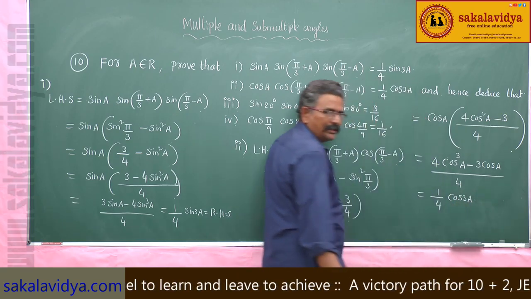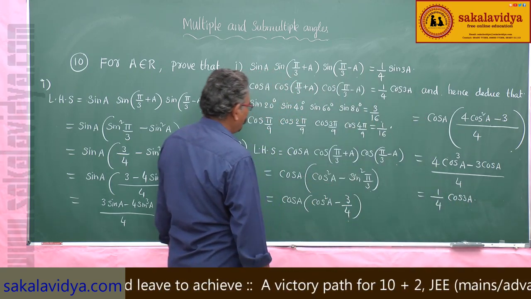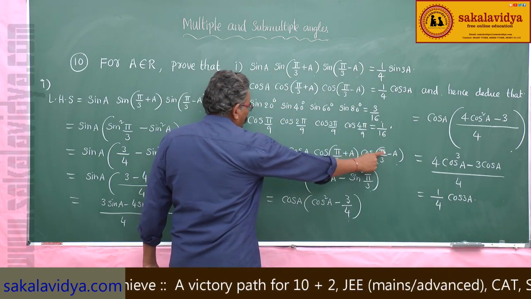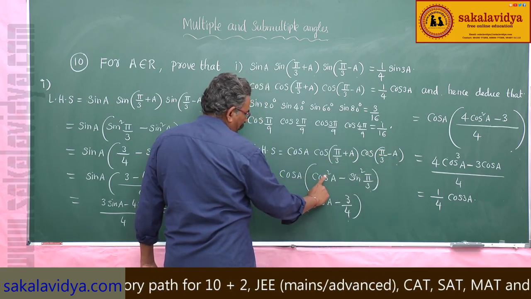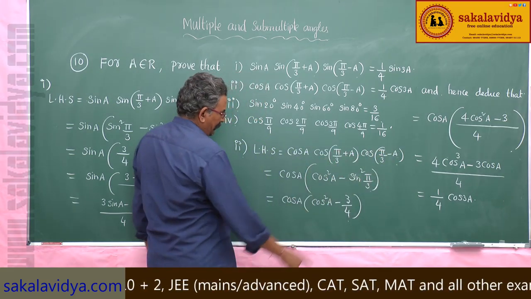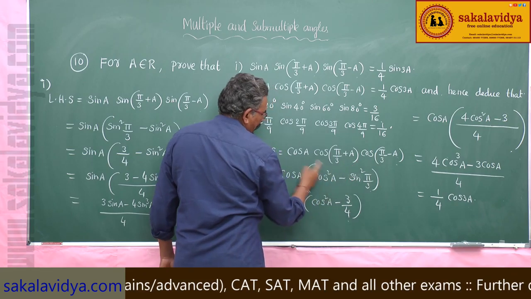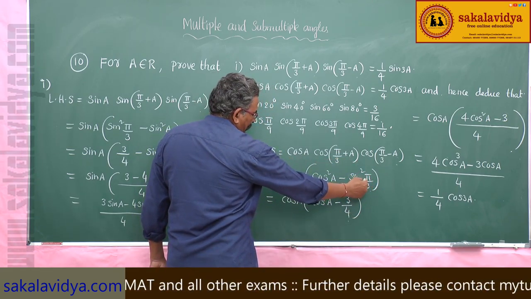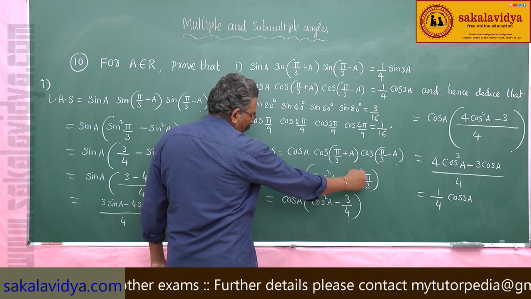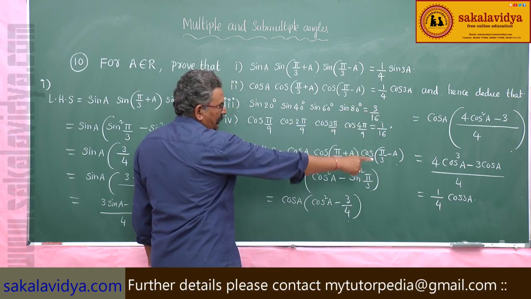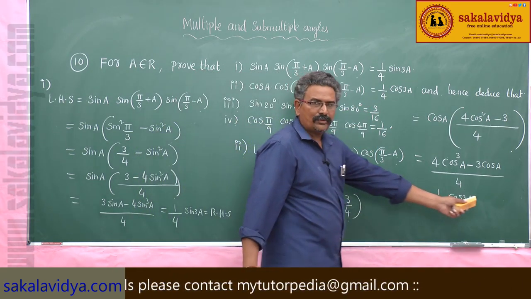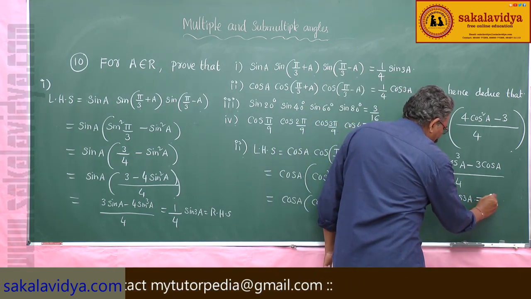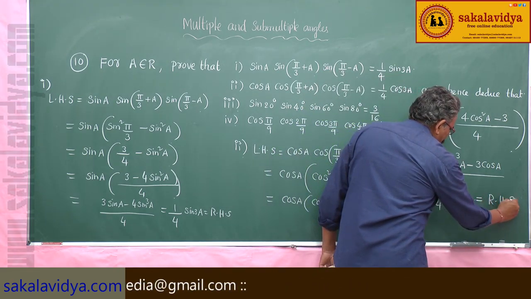Again, let me review once again. Cos of A plus B into cos of A minus B is cos square B minus sin square A. Here B means A, here A means pi by 3. So, sin square 60, sin 60 is root 3 by 2, square is 3 by 4. So, we get this one. This is 1 by 4 cos 3A, which is equal to RHS.